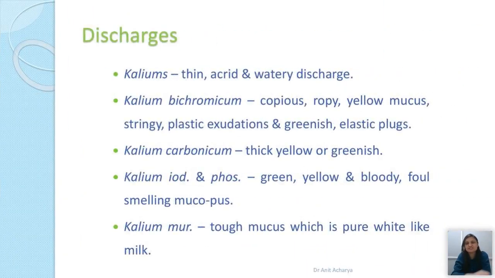Then coming to the discharges, the discharge of Kalium is thin and acrid. Kali bichromicum, obviously, is ropy, yellowish, stringy. Kali carbonicum is thick, yellowish. Kali iodatum is greenish, the phosphorus and iode giving the greenish or yellowish color, and a mucopus. Kali muriaticum has tough mucus, and what is important is the milk-like white, thick milk, the color, and the consistency is tough mucus.